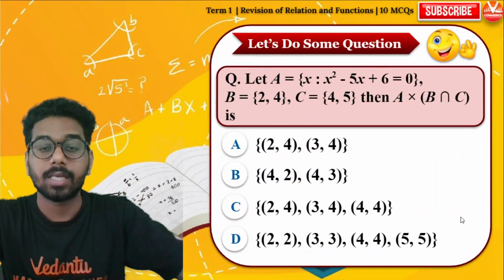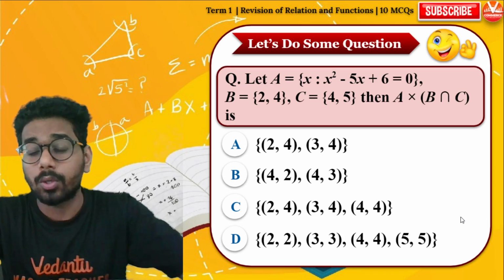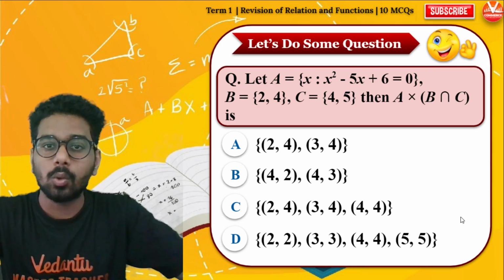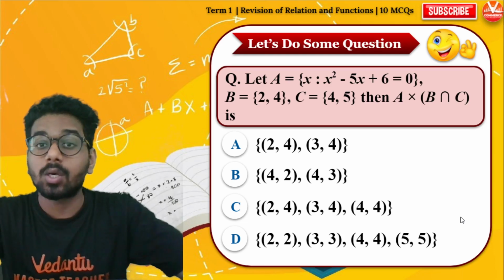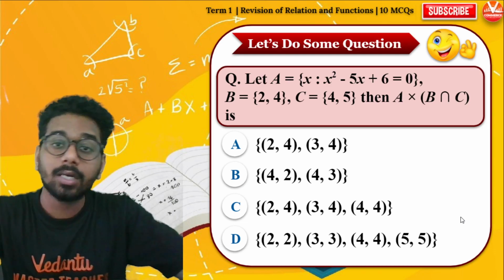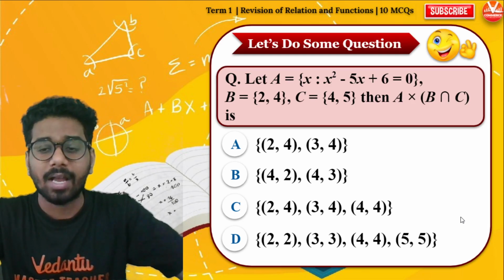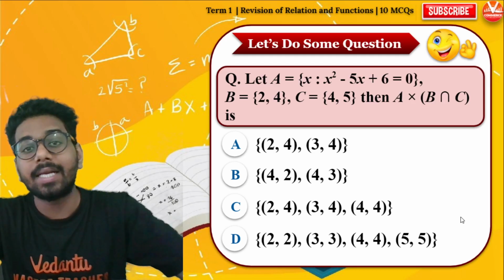Now next question. Let A be a set of x such that x squared minus 5x plus 6 is equal to 0. That means if you solve this equation, you will be having x equals 2 and 3. It's a quadratic equation. So set A is having 2 and 3. Set B is given 2 and 4. Set C is 4 and 5. Now A cross (B intersection C).